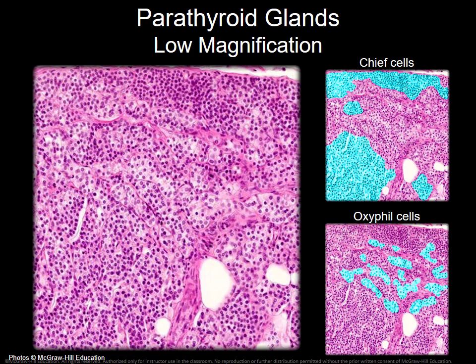Here we see a close-up of the parathyroid gland, but very difficult to tell what it is if you don't see the surrounding follicle.